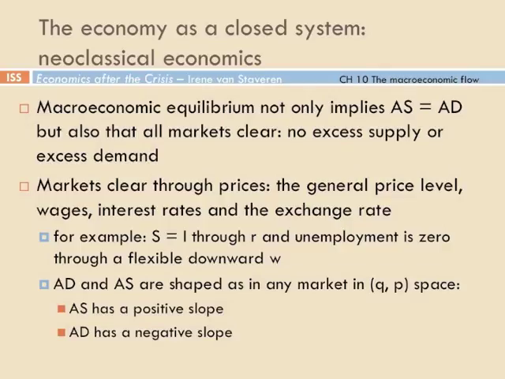Well, through prices. The general price level, the general wage level, the interest rate in the economy and the exchange rate. For example, S equals I, that is savings equal investments, through the level of r, the interest rate. The level of unemployment is 0 because of a flexible downward wage rate. Wages go down so much until everybody is employed.